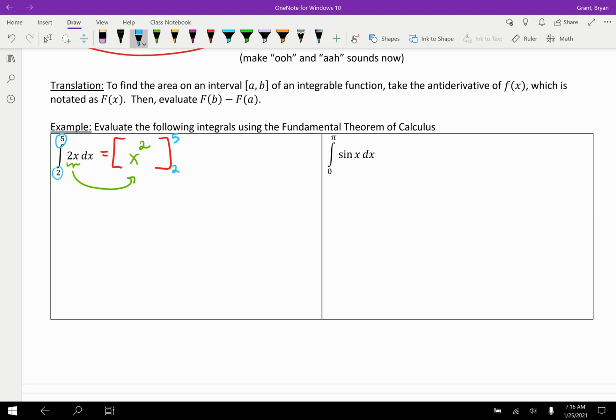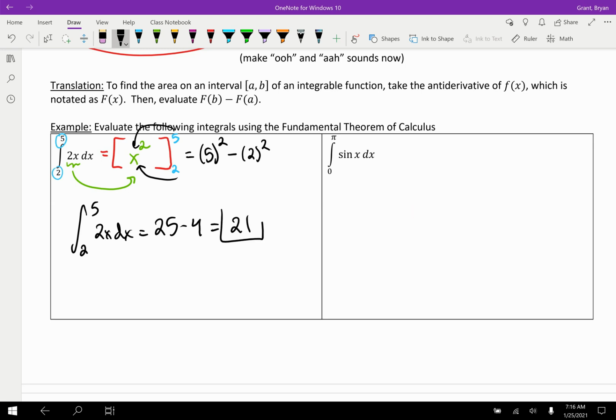What does the fundamental theorem say, though? The fundamental theorem says once you've found the antiderivative, this is capital F of x, substitute in the upper limit first, so 5, and we still have a squared, and subtract the lower limit, 2 squared. So the integral from 2 to 5 of 2x dx is given by 25 minus 4, which is 21. That is the area underneath the graph of 2x. We would have had to use trapezoids if we did that earlier. It's very related to the most recent exploration on the previous page. But gosh, that was quick.